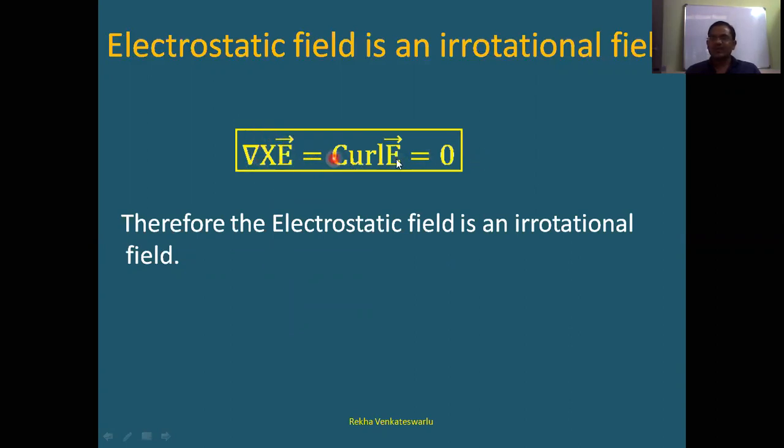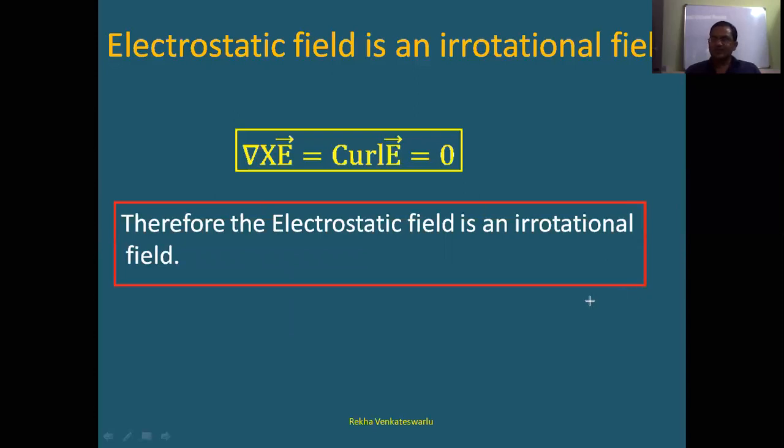The curl of the electric field being 0 means there is no curl, no rotation. Hence, the electrostatic field is called an irrotational field. So this is the conclusion. We discussed what a conservative field and a non-conservative field are. We proved the electrostatic field is a conservative field, and if it is conservative, the curl of that electrostatic field must be equal to 0. That is also proved here.